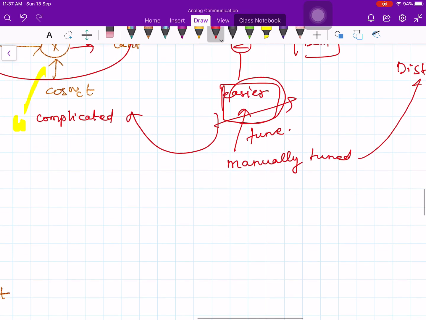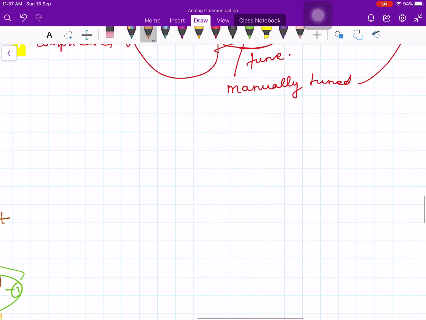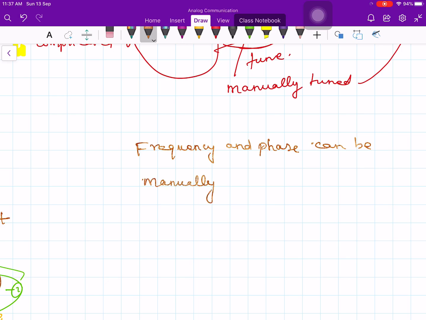So the final point I would like to write down is that frequency and phase can be manually tuned. Right, quality of m(t).